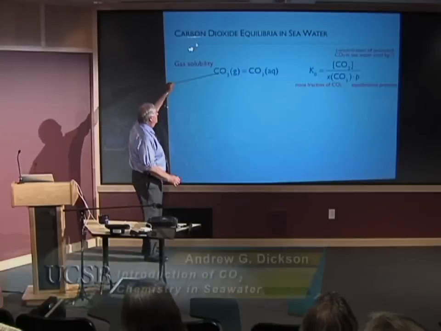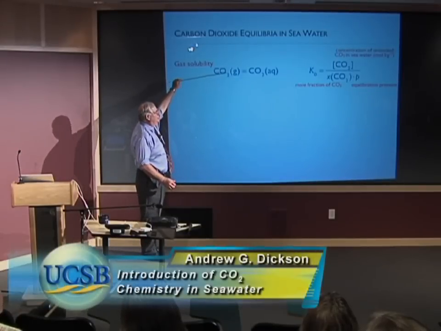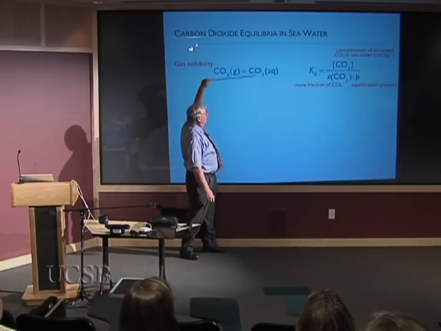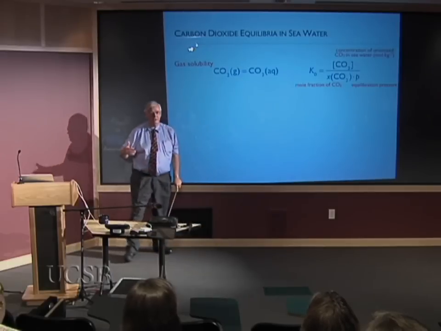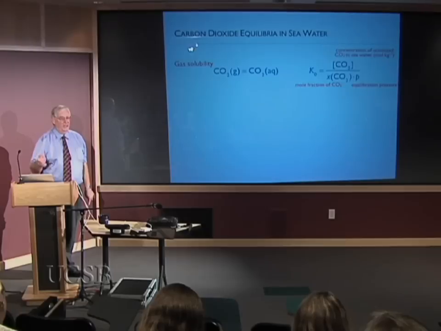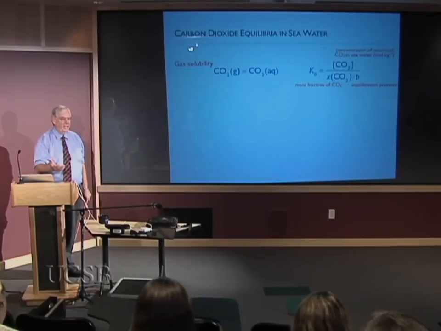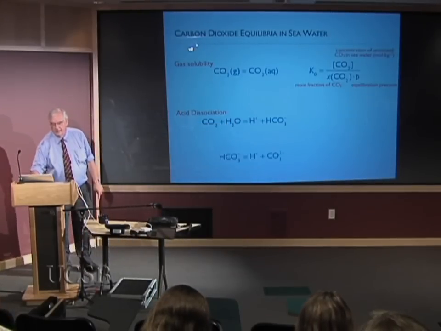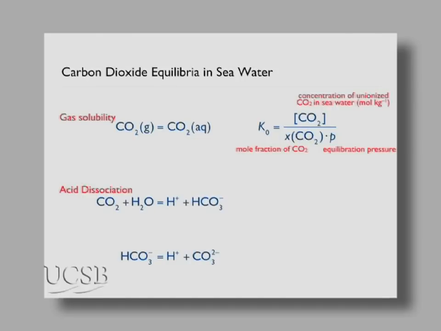So what this essentially says is that as you change the concentration of CO2 in the air above seawater, if it's at equilibrium, you also change in proportion the concentration of unionized CO2 in the seawater. The complexity with CO2 is that in addition to being a gas, it's also an acid-base system. And so the CO2 itself can dissociate, reacts with water to form hydrogen ion and bicarbonate ion. And the bicarbonate ion can also dissociate, again to form hydrogen ion and carbonate ion.